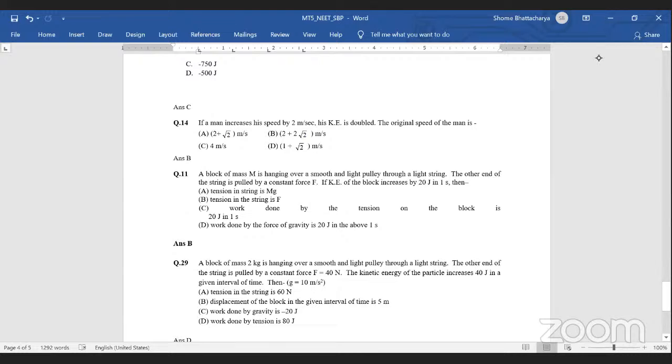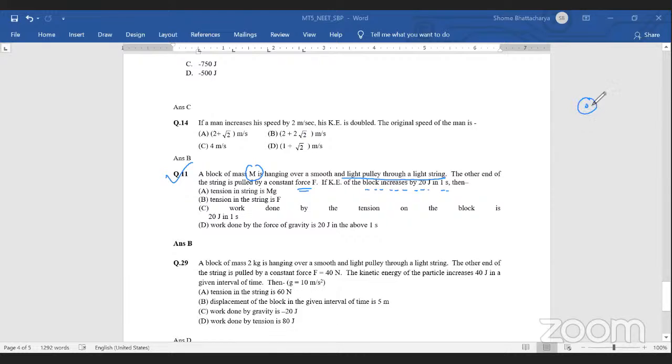Okay, 11th one, let's discuss. So we are going through the 11th question. It says the block of mass m is hanging over a smooth and light pulley, the light thread. The other end of the string is pulled with a constant force F. Okay, so this is very similar to the last question actually. Kinetic energy of the block increases by 20 joule in 1 second.